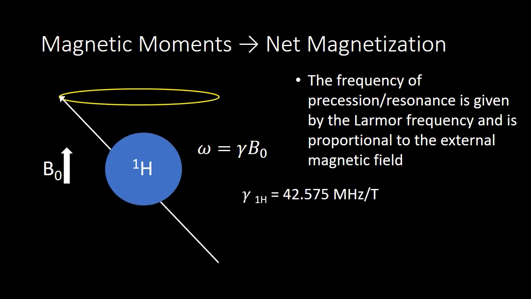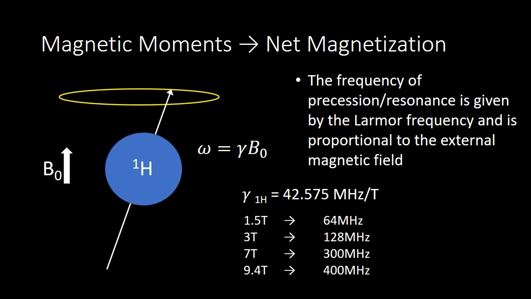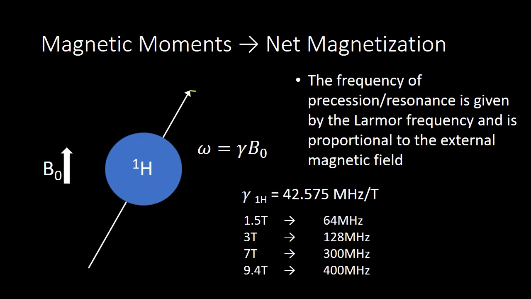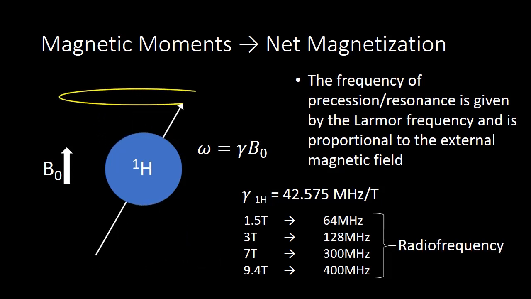So if we think again about hydrogen, we can look at the gyromagnetic ratio and extend this to look at the Larmor frequencies for the range of field strengths that most people in this room probably use. And so we look at the Larmor frequencies, and you'll notice that all of these are in the radio frequency band, which is why in MRI jargon we often refer to radio frequency or RF pulses.